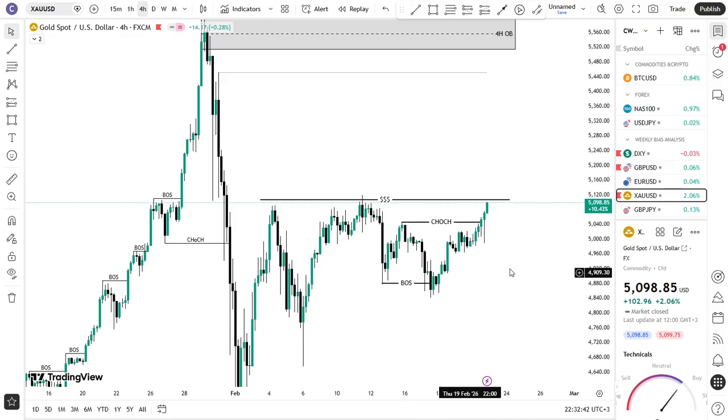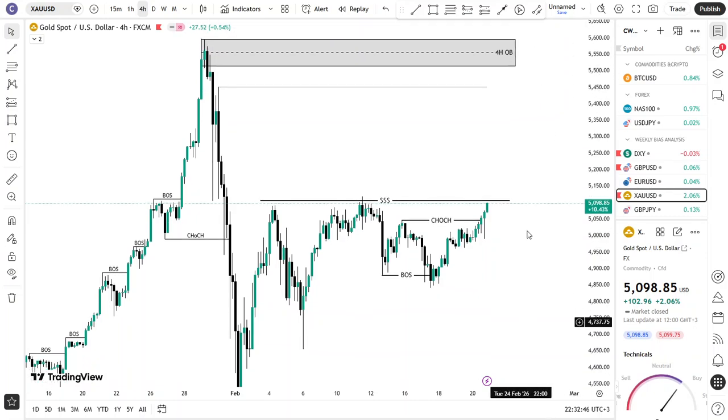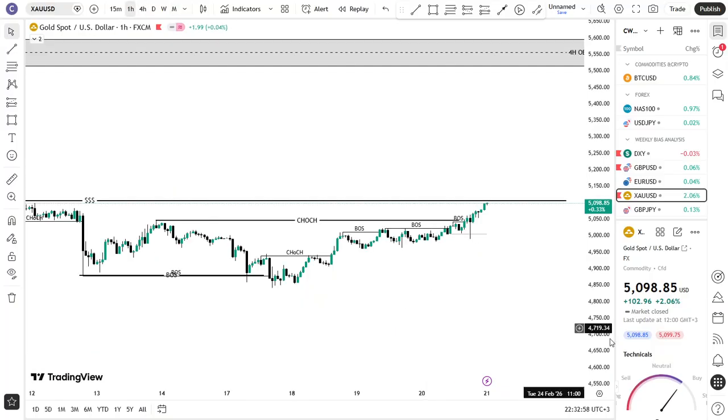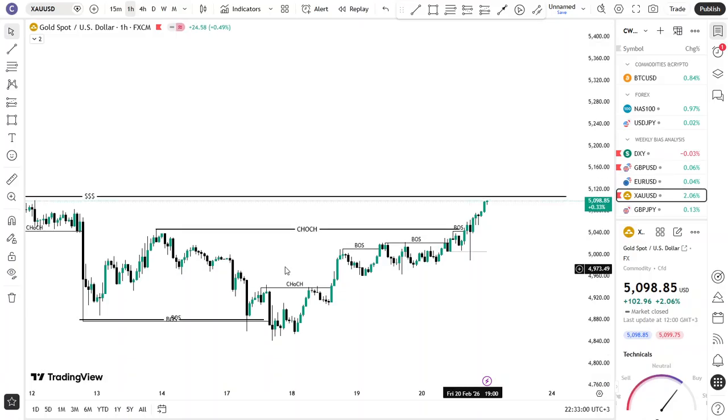or this lower OB, then push bullish, then push to the upside. So if price starts retracing, then we can enter for buys. On the 1-hour time frame, we have these internal structures here, but this is our external change of character.